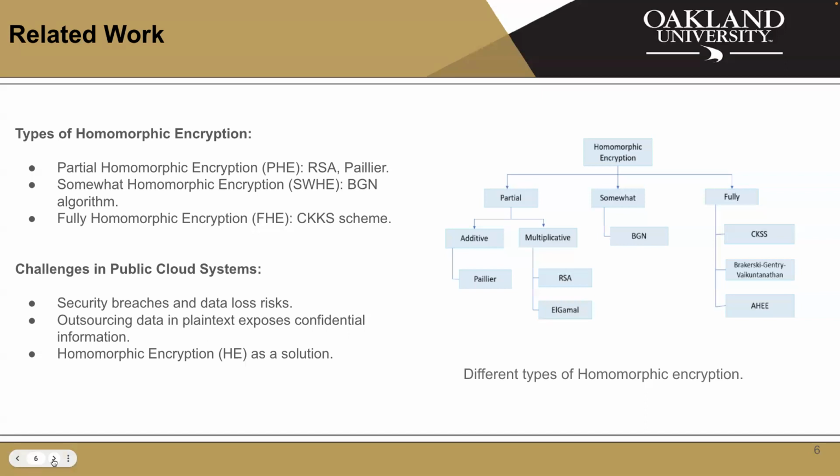Coming to the challenges in public cloud systems. Public cloud systems are vulnerable to security breaches, risking unauthorized access and potential data loss, so compromising data integrity and confidentiality is a challenge. When data is outsourced in plain text, it is like sending confidential information without any protective cover, making it easily accessible to unauthorized entities. To address these challenges, homomorphic encryption emerges as a pivotal solution.